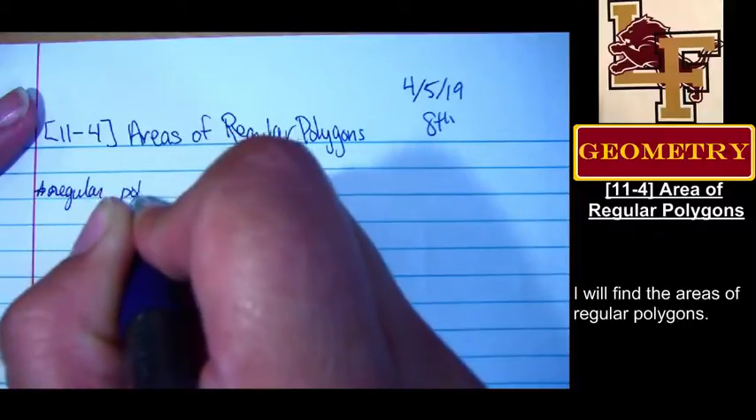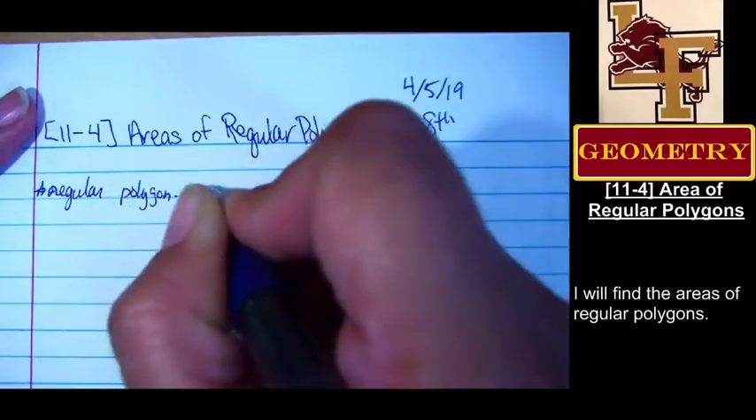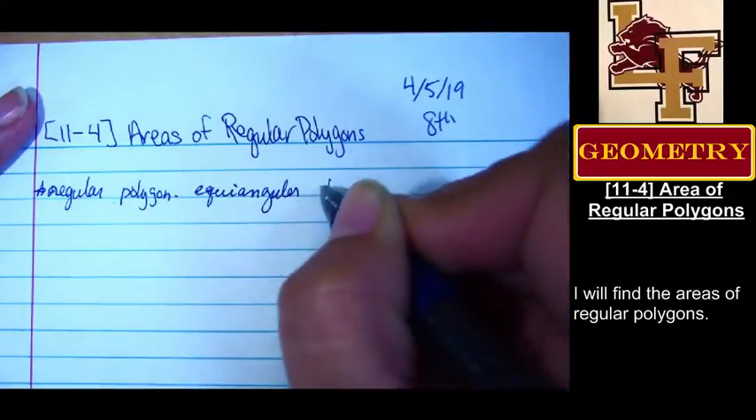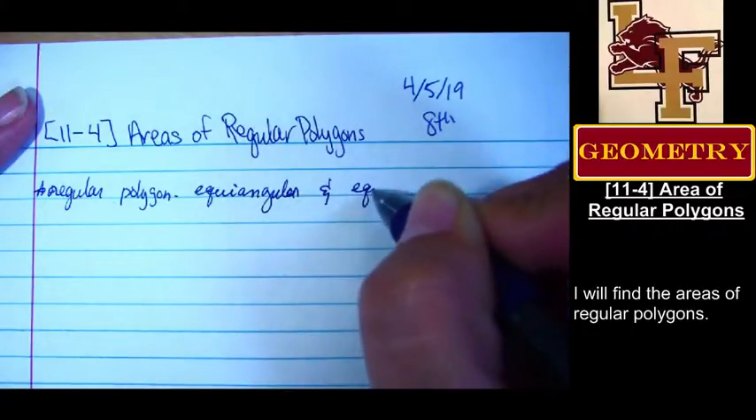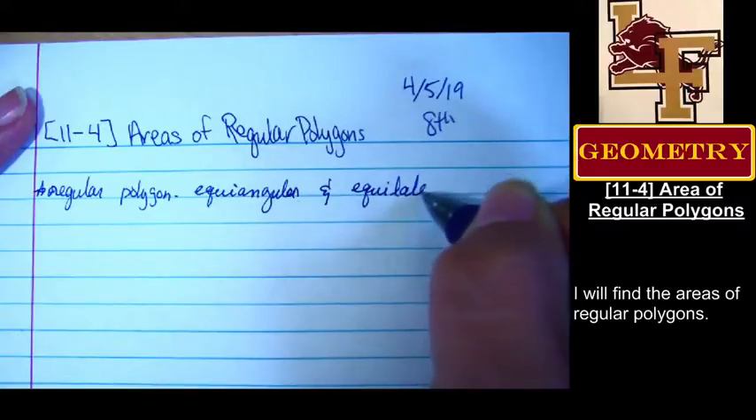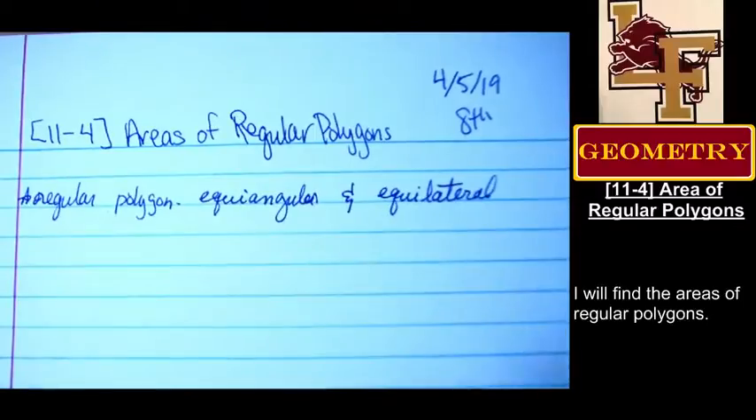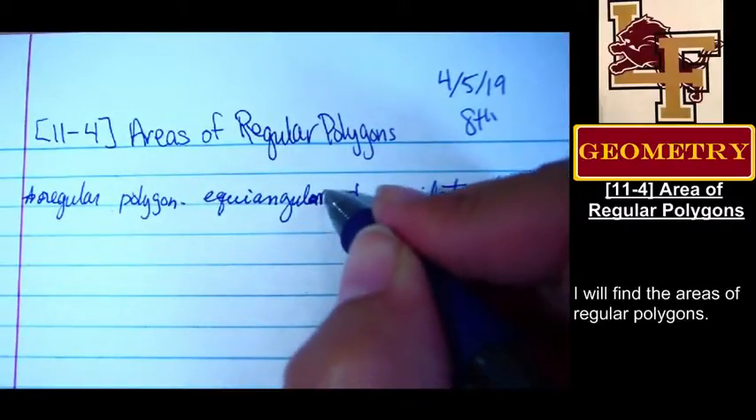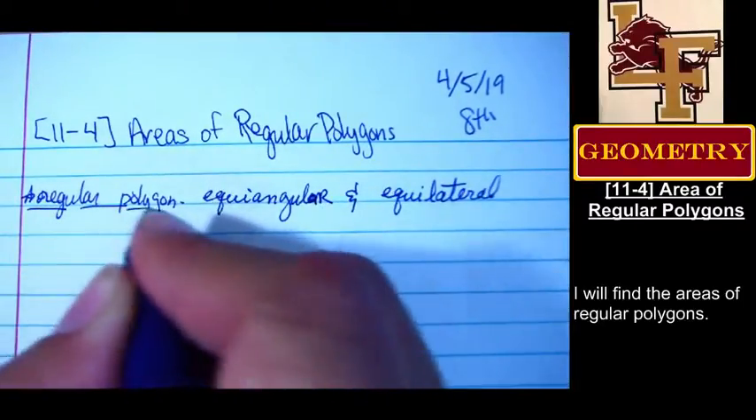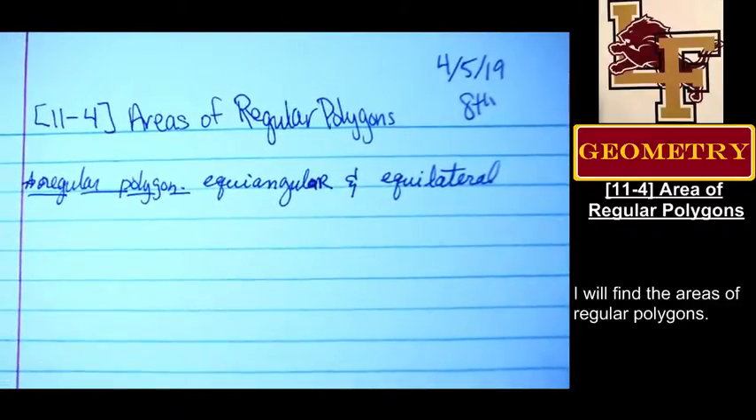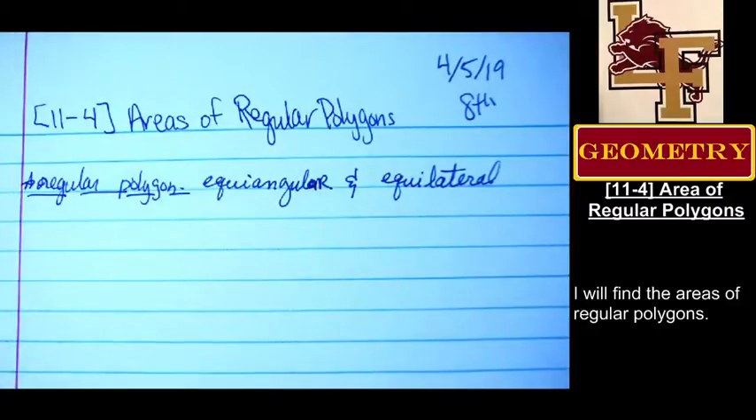A regular polygon is a polygon that is equiangular and equilateral. Equiangular means that all of the angles are the same measure. Equilateral means all the sides are the same measure. So whatever shape, however many sides it has, all of those sides are the same.